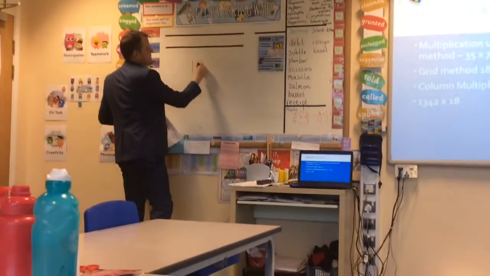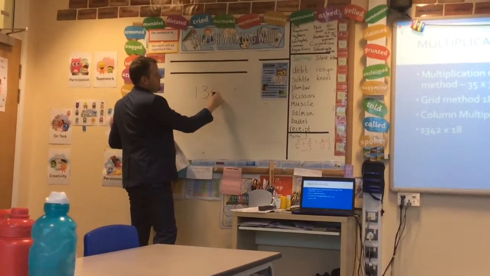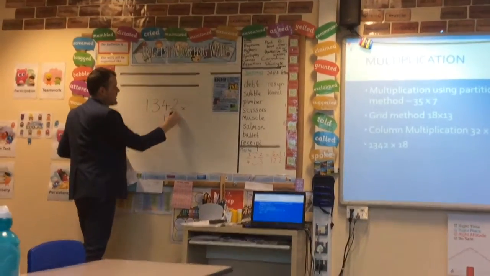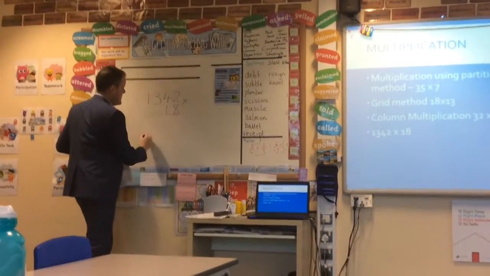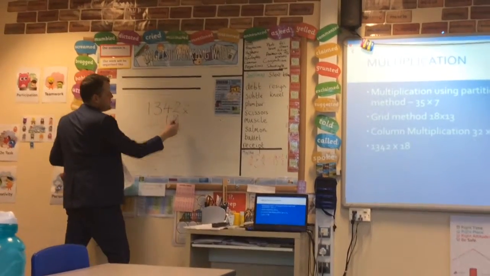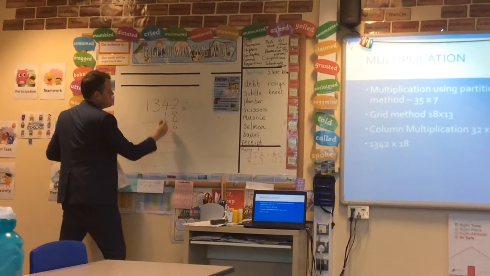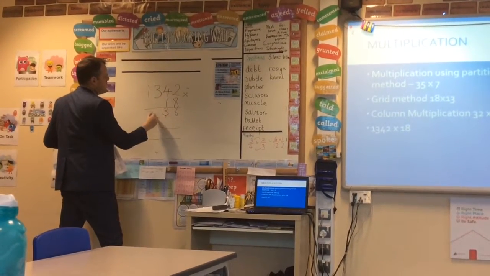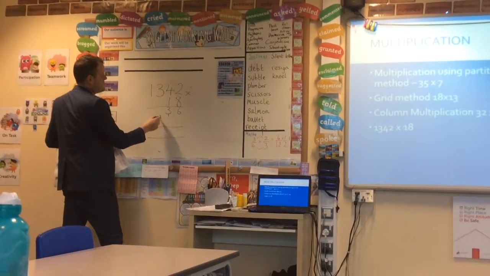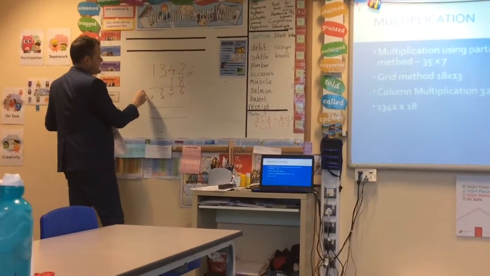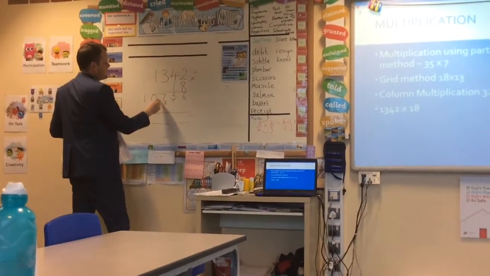Moving on to 4 digits, and year 6 get 2 marks for these sort of questions. 1,342 multiplied by 18. This is the standard long multiplication. 2 times 8 is 16. 4 times 8, 32, add 1, 33. 3 times 8 is 24, add 3 is 27. 1 times 8 is 8, and the extra 2 is 10.